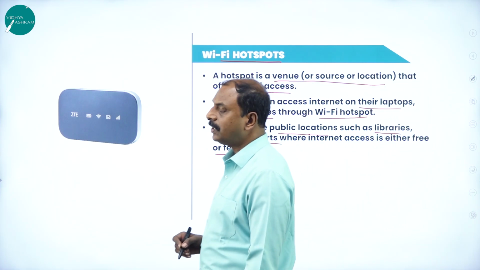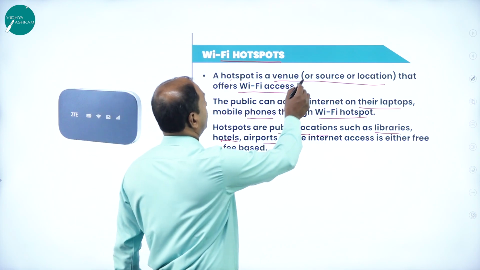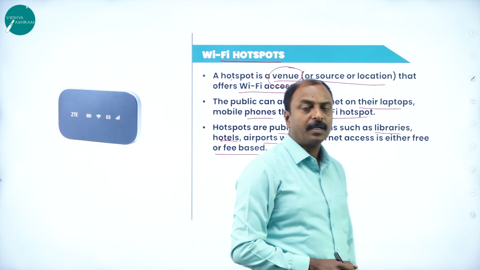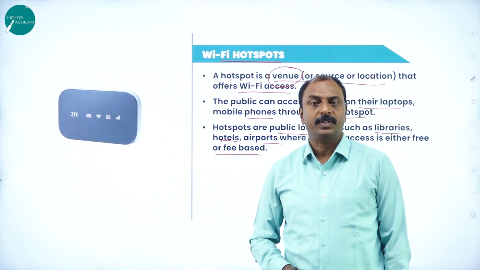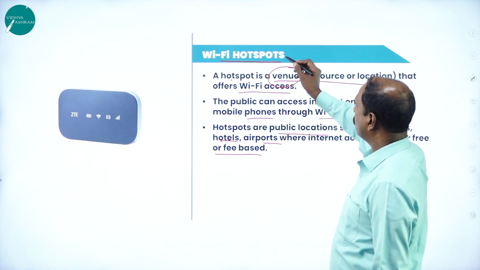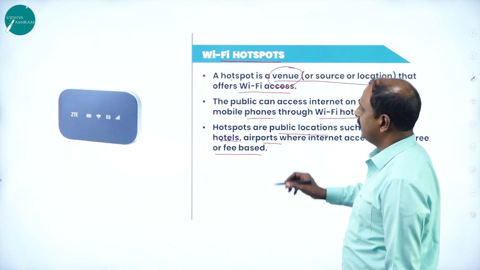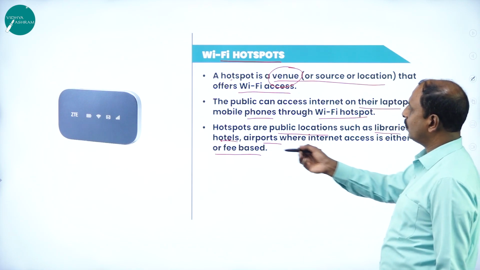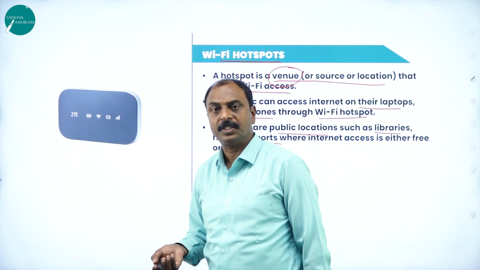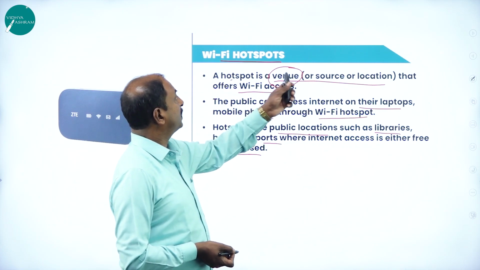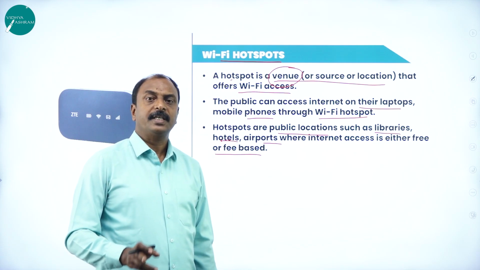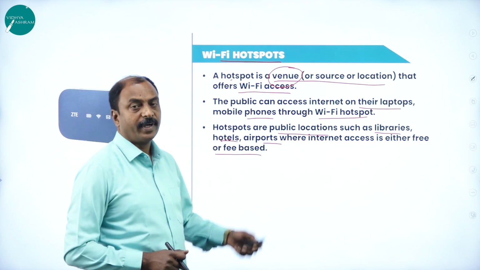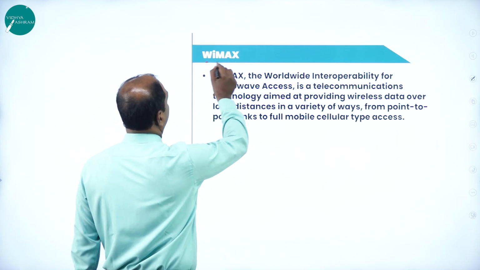So what is a hotspot? A Wi-Fi hotspot is nothing but a location or a place where any user who is passing through can make use of the wireless network or wireless internet. Generally, hotspots are in public places like libraries, hotels, airports, railway stations, and so on. So a Wi-Fi hotspot provides a wireless internet connection at a particular location. This is Wi-Fi hotspot. Next one is WiMAX.